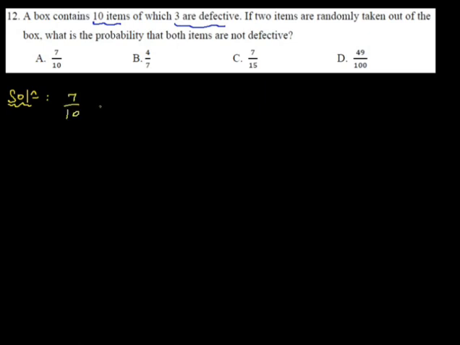The probability of obtaining 2 items which are non-defective is 7 over 10 times 7 over 10. So this result is 49 over 100. So this is the probability of obtaining both items which are non-defective. So the answer for this problem is D.